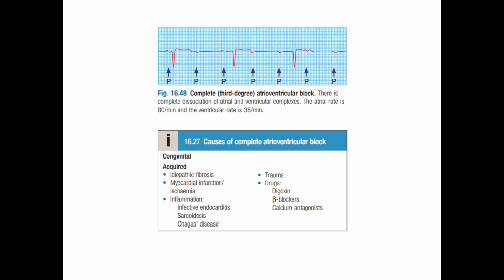So we are going to the causes of complete atrioventricular block. There are congenital causes and acquired causes. Congenitally, there will be atrioventricular block itself, and it is a congenital one. In acquired causes, there is idiopathic fibrosis, myocardial infarction or ischemia, inflammation such as infective endocarditis, sarcoidosis, Chagas disease, and also trauma, which lead to complete heart block. So these are the causes of complete atrioventricular block, or third degree heart block.